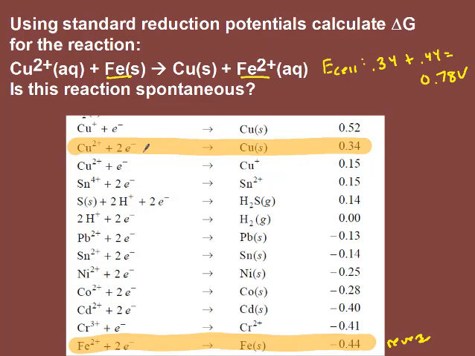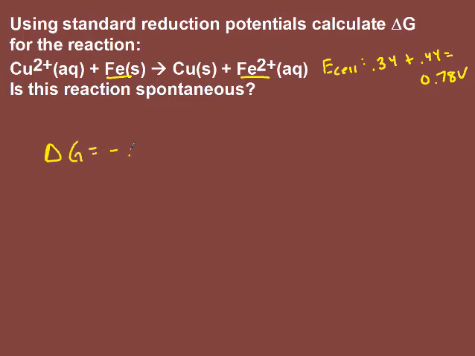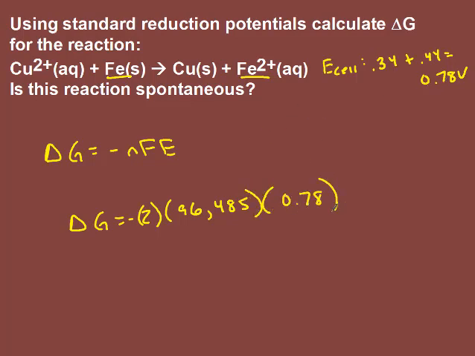And if we look at our equations, we have 2 electrons and 2 electrons. So that means 2 electrons are transferred. So delta G equals negative nFE. We don't know delta G, but we know that our n is 2 because 2 electrons were transferred. F is a constant, 96,485, and our E was 0.78 volts. Plugging this in, we get negative 150,516 joules, which we can convert to kilojoules.